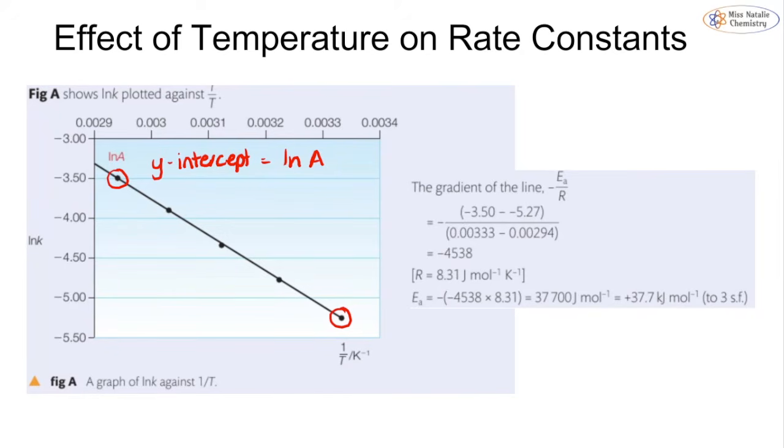So I can determine what the gradient is using y2 minus y1 over x2 minus x1, and I get the value of minus 4,538. And then I simply rearrange my equation of minus EA over R to determine what the activation energy is, and I get an activation energy of positive 37.7 kilojoules per mole. So for this particular reaction, the activation energy is this value. So this is the way that we can graphically and experimentally determine the activation energy for a reaction.